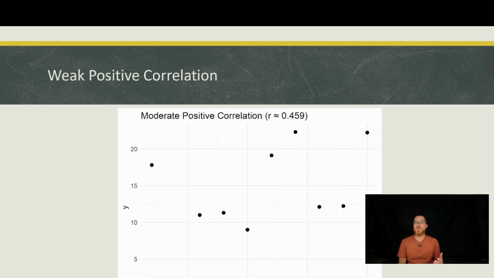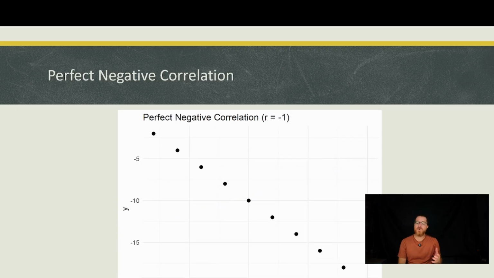A weak positive correlation would look something kind of like this. So again, the points kind of have an upward trend as you go from the left to the right with your x. It does appear to go from the bottom left corner up towards the top right corner. But if you look at our actual correlation coefficient, it's 0.459, meaning that it's not that close to 1. It's not really that close to 0 either. It's kind of in the middle, meaning, again, it's a positive value, so it's a positive correlation, but it is kind of in the middle, meaning it's a weak positive correlation.